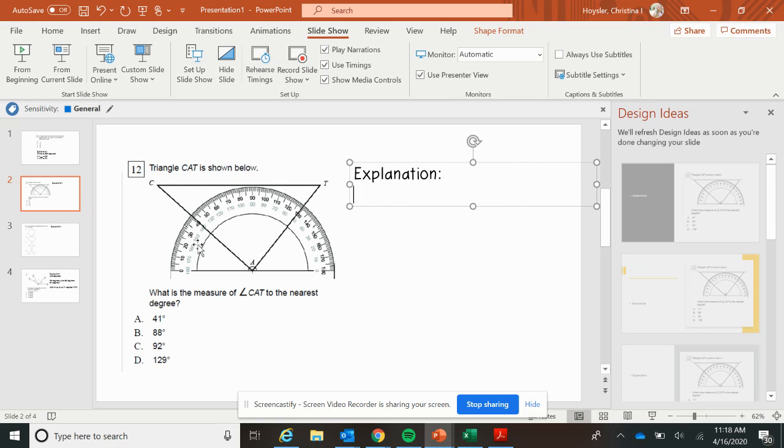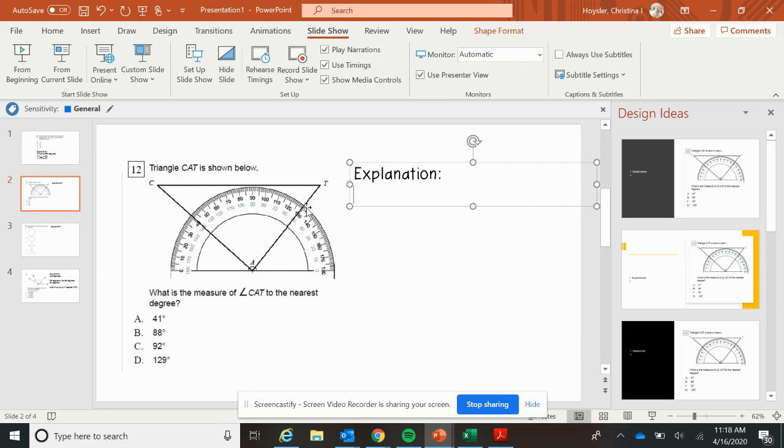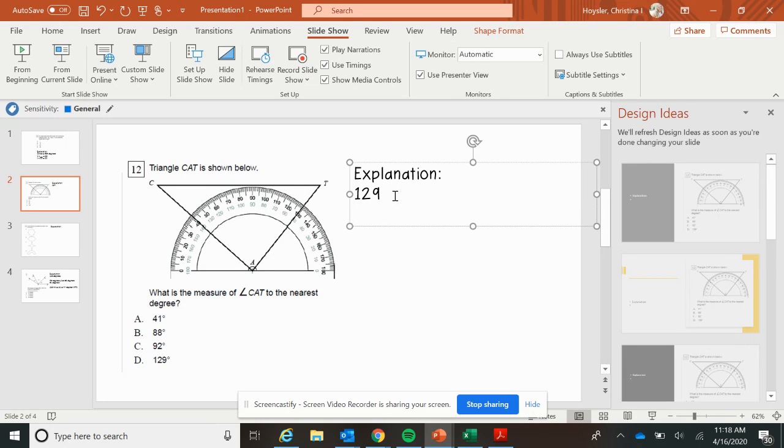All right, so if you look very, very carefully, this line seems to be, we have 120 here and 130 here, on about 129. And then we're going to go over here to this one, and this one seems to be on about 41. So those are our two angle measurements, or where it is lying on.